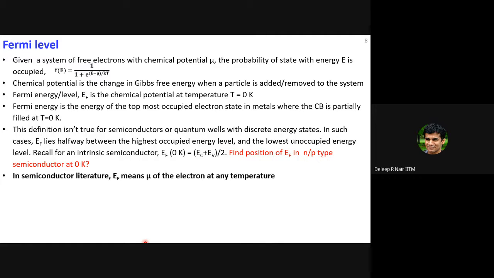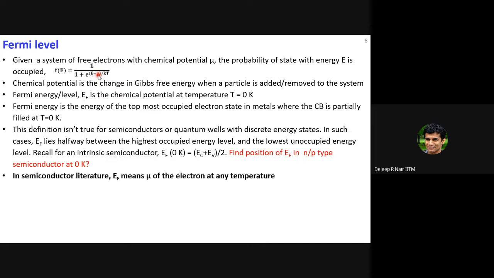In semiconductor literature and solid state devices textbooks, the Fermi level actually violates this strict definition. Fermi level means the chemical potential of the electron at any temperature, right? That is why in our textbooks and classes, in the expression of the Fermi occupation factor here, we typically use EF instead of mu.